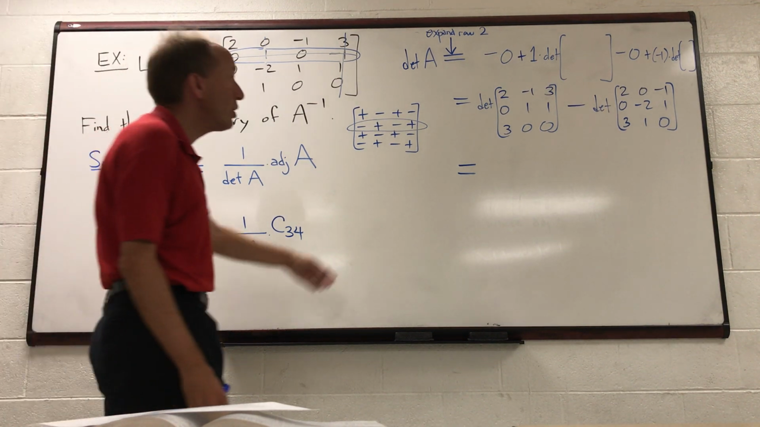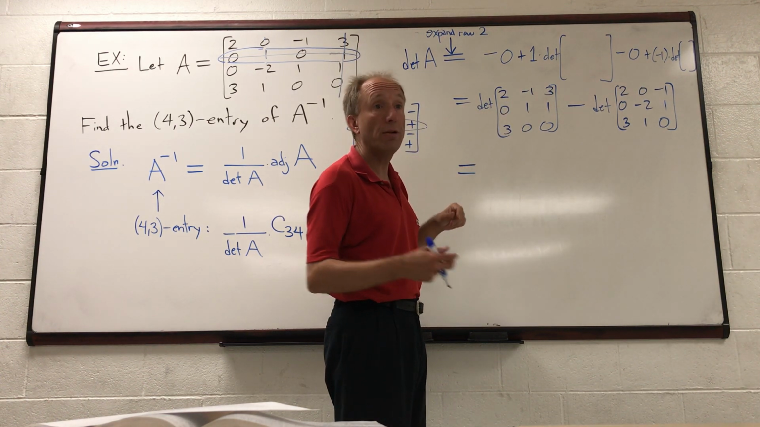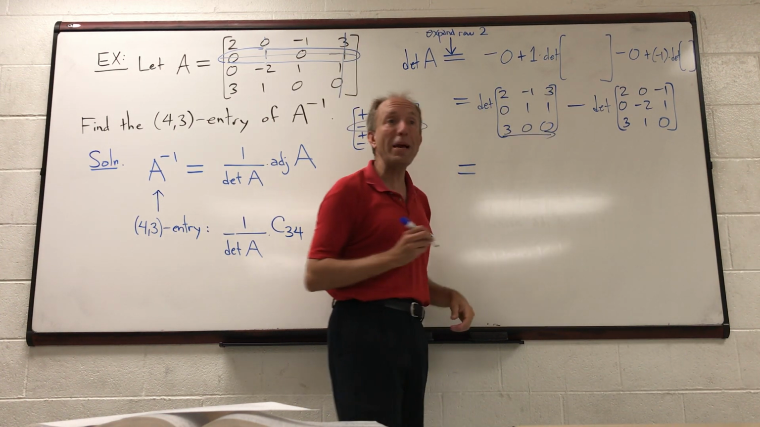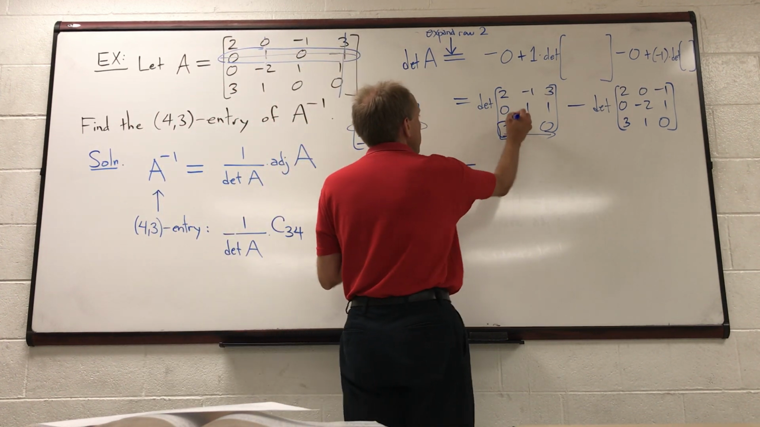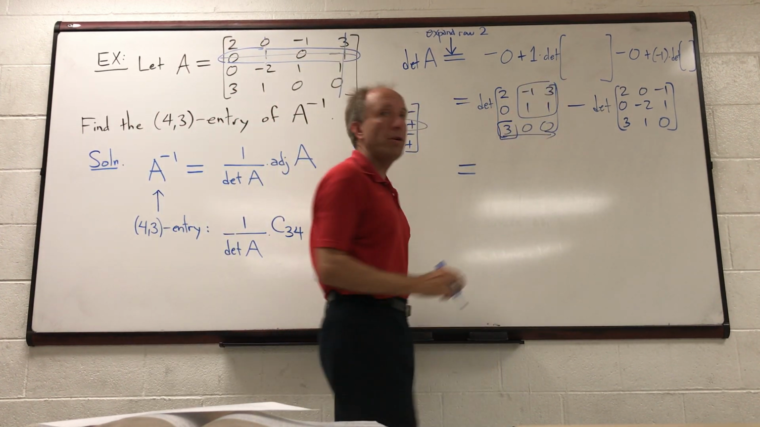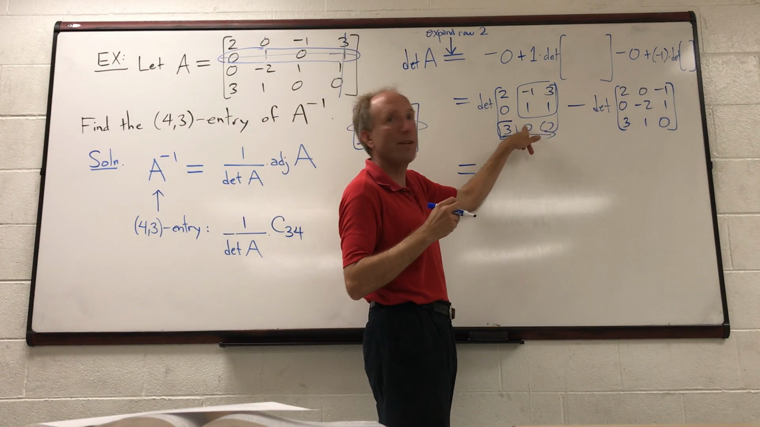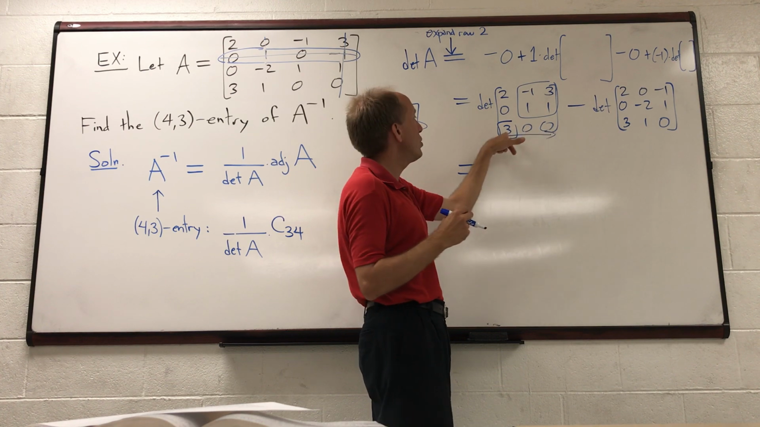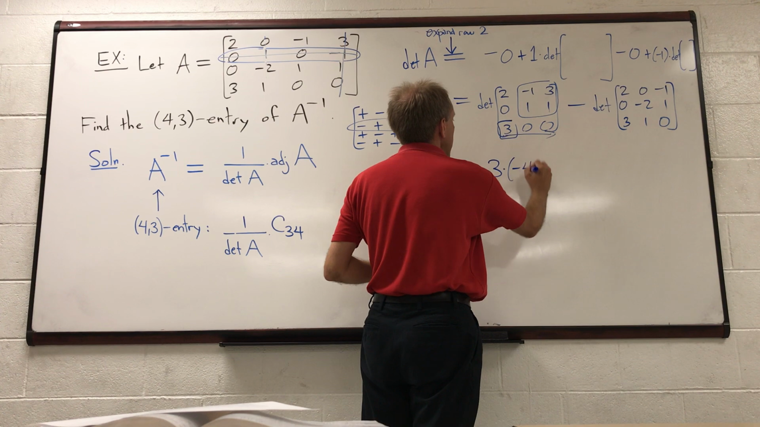See, here's the thing. You can use the arrow method, but you don't need to because the bottom row is so easy to expand. Just do expansion on that bottom row. What'll happen is you'll get 3 times this little 2 by 2 determinant, and that'll be it, because there's no more terms here. There's a 0 here and a 0 here. So it's just going to be 3 times this little 2 by 2 determinant, which is -4.